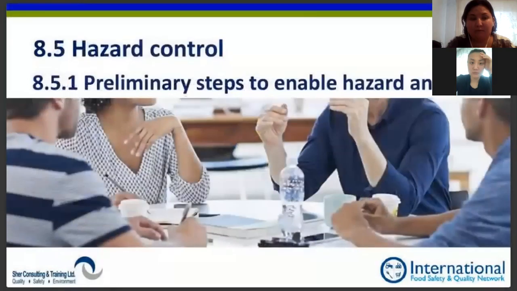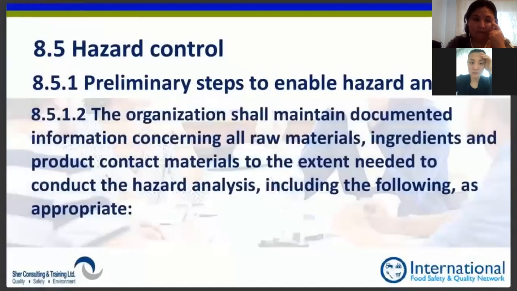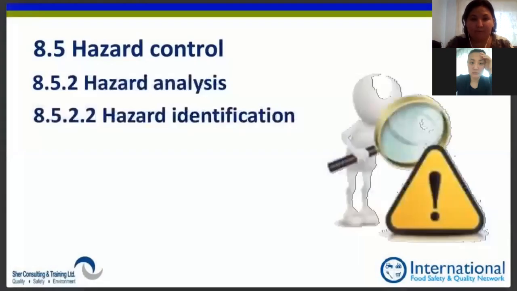Okay, 8.5 hazard control. 8.5 is what used to be HACCP. The 12-step program, 5 preliminary steps, 7 principles. They're all hidden in 8.5. 8.5.1 preliminary steps. Maintain documented information, raw materials, ingredients. Nothing new here. This is the same wording. The news is, wait, I made a mistake.